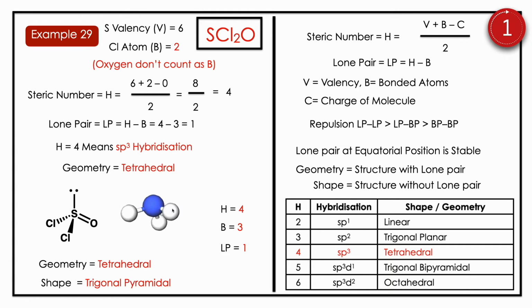H4 means sp3 hybridization, where geometry is tetrahedral, but you have one lone pair in the system. So the lone pair can be anywhere. It's a symmetrical one. So shape of SCl2O is trigonal pyramidal because lone pair is not visible. Sulfur will be the top of the pyramid. Two chlorines and oxygen will be the bottom of the pyramid. So shape of SCl2O is trigonal pyramidal.